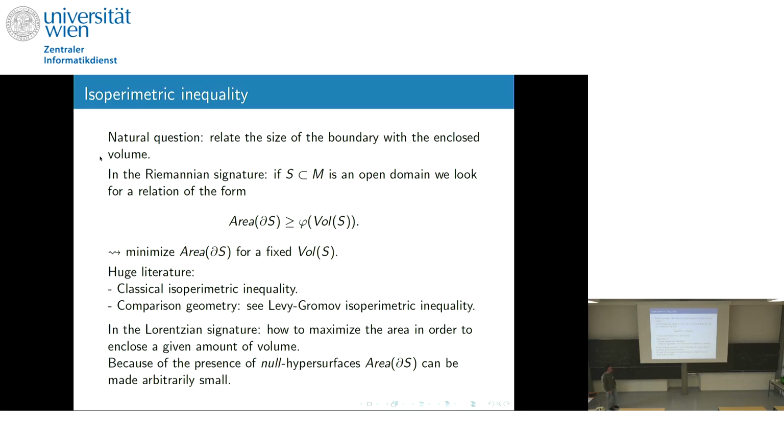Actually, in the Lorentzian signature, I think the question goes the other way around, because you have the presence of null hypersurfaces where the area can be made as small as you want. So here the idea is that you have to understand the other way around: how to maximize the area in order to enclose a given amount of volume. So you fix a certain volume, and then you try to understand how to maximize the area.